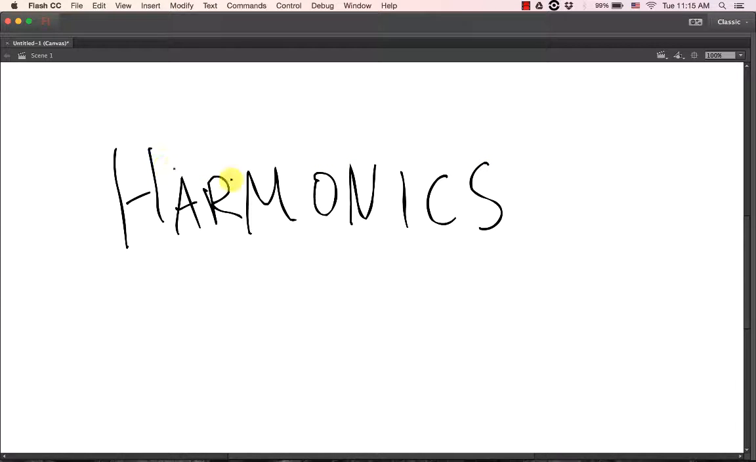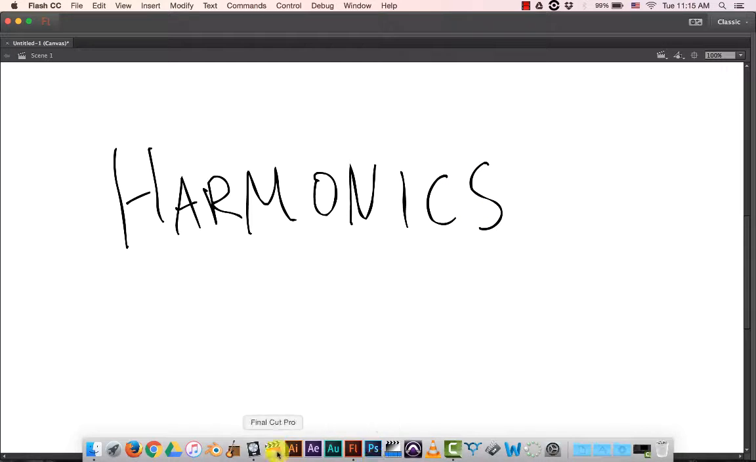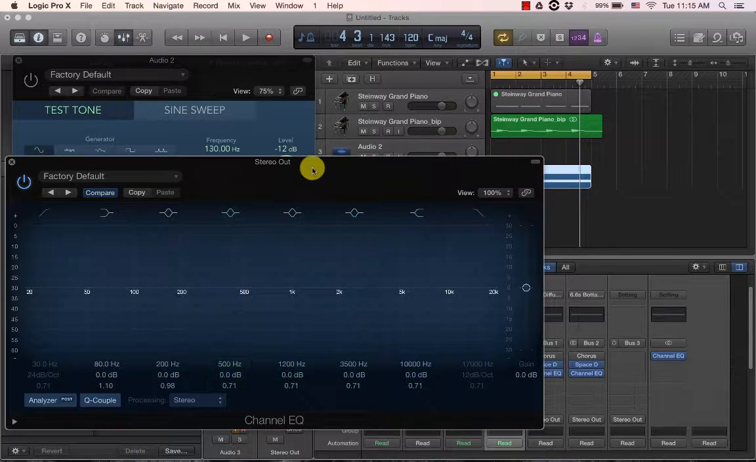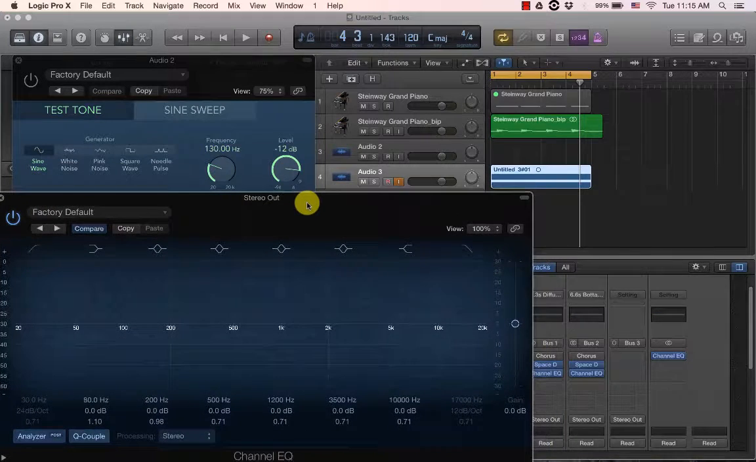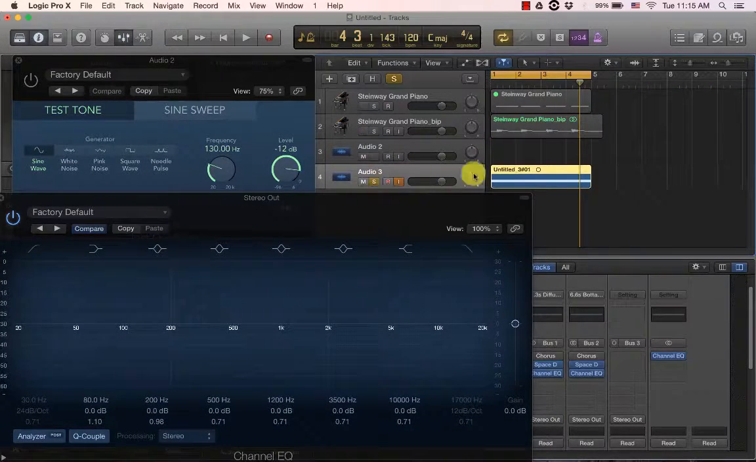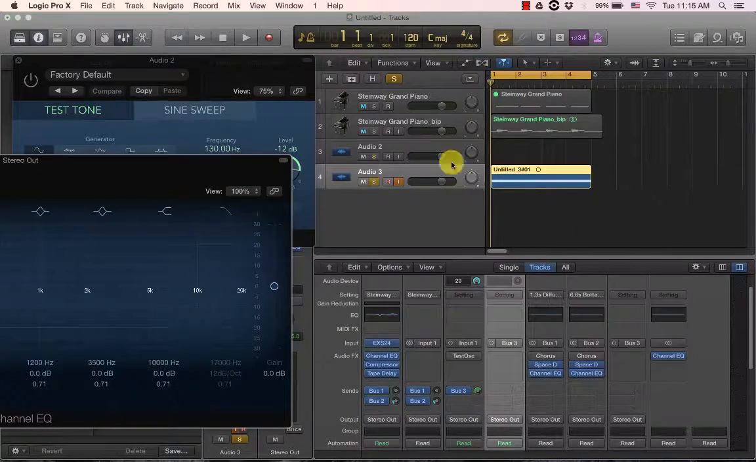Today we're talking about harmonics, or the harmonic content of an audio waveform. So first of all, let's hop over here to Logic, and I'm going to play you a few examples of different harmonic content. To start out with, we've got down here on track 3, let's zoom in on this.